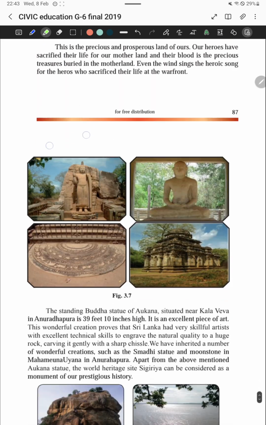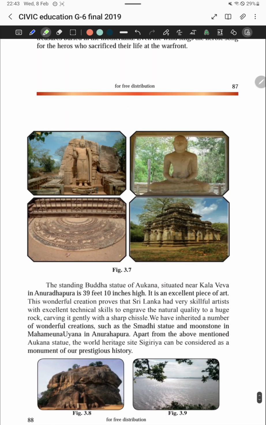Okay, so there are some photos also here, right? So search for the photos and you can find out the things. You can see the first one is near Kalawewa, called Aukana. The Lord Buddha's statue of Aukana is the first one, and then the other one is the Samadhi statue of Lord Buddha, which is from Anuradhapura, and the moonstone, you call Sandakada Pahana, is also from there.